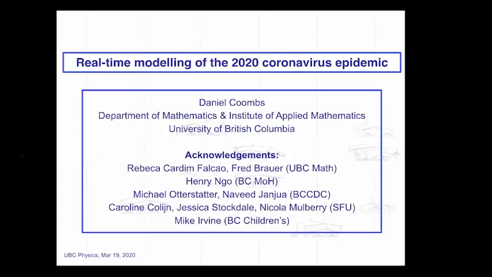Okay, I'm gonna talk about some general epidemic modeling. I'm also going to talk about some things specifically related to the coronavirus epidemic.